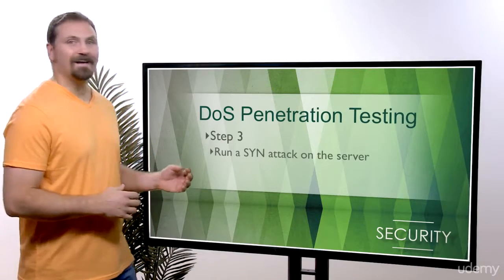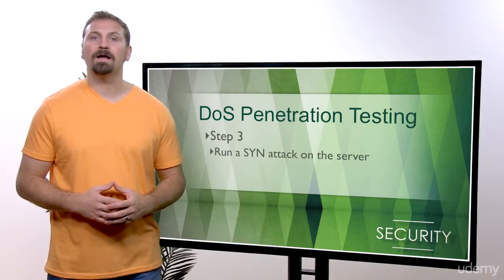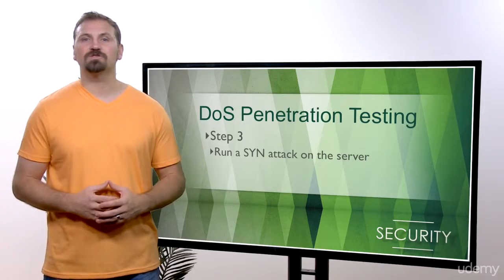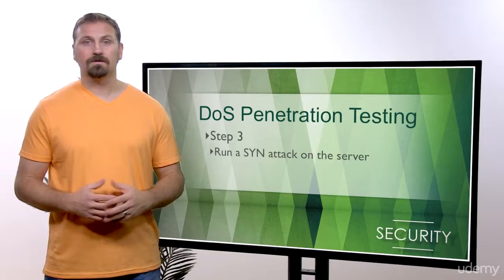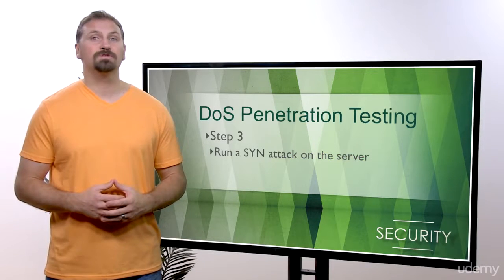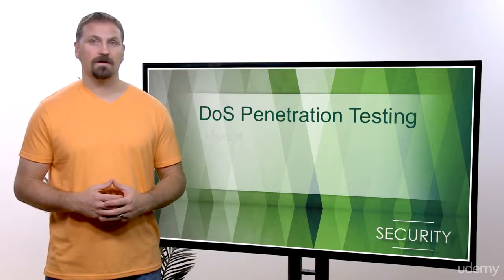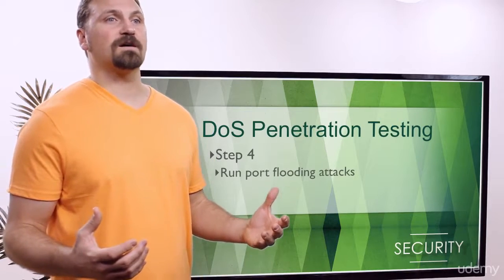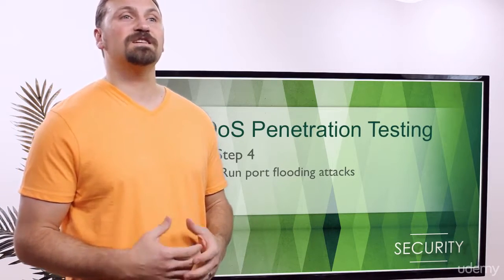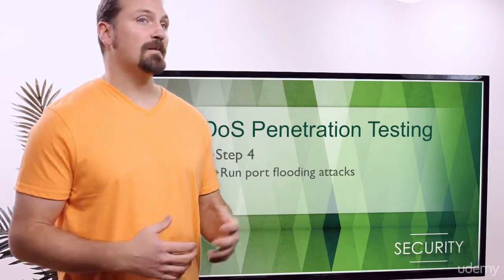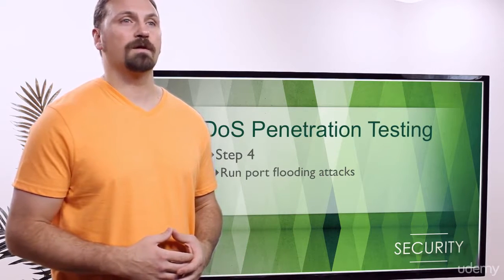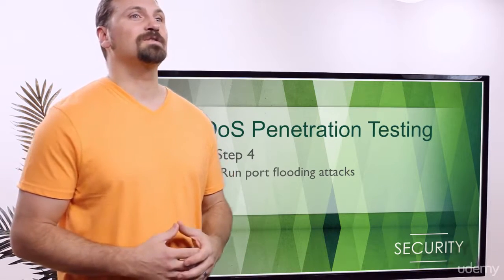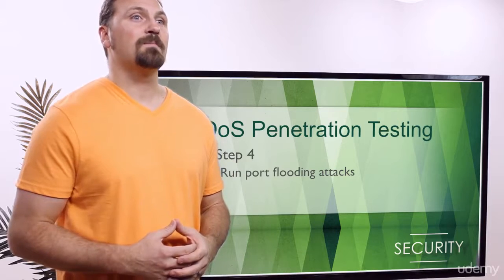Next, run a SYN attack on the server by bombarding the target with connection request packets. You can run the DDoS HTTP Sprout or PHDOS. Next, run port flooding attacks on the server by sending a large number of TCP or UDP packets and thereby creating a DDoS on that port. To test, you can use Multilate for TCP ports and Pepsi5 for UDP ports.